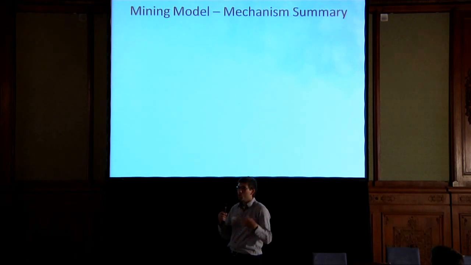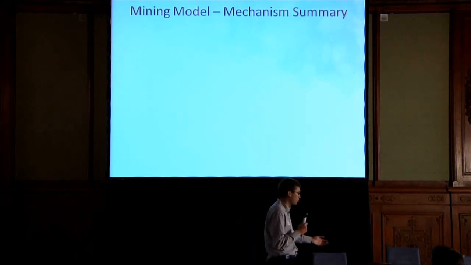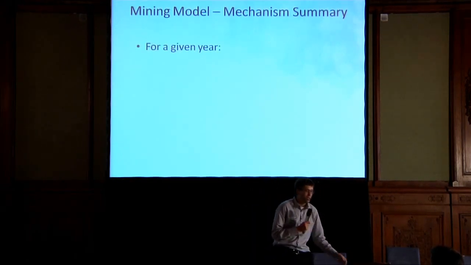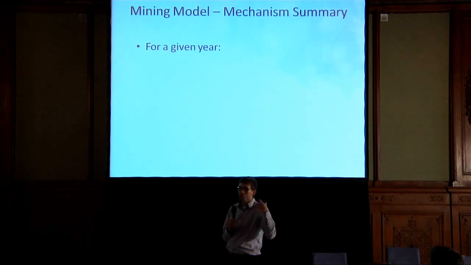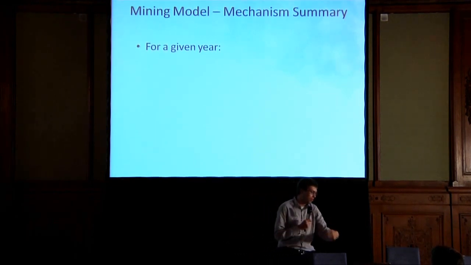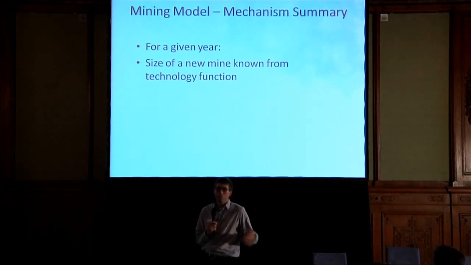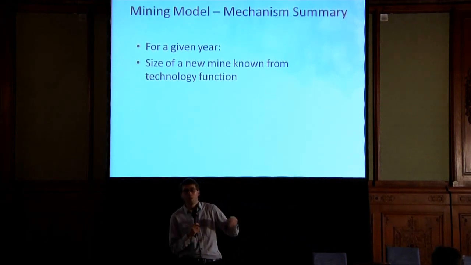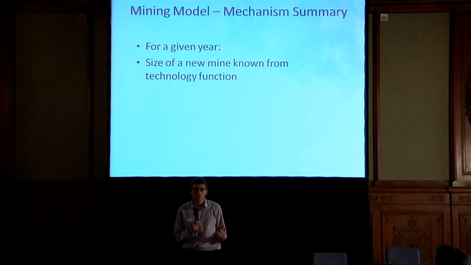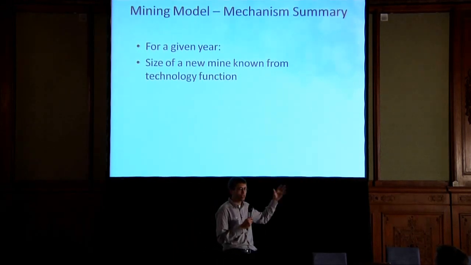Okay, so we're taking these trapeziums and we're going to create a model from them somehow. First thing is it's iterative. For each individual year, we do something, then we go on to the next year. We know from a technology function, which I'll get to in a couple of slides' time, the size of the mines that we're going to be putting online. So the size of the trapeziums.